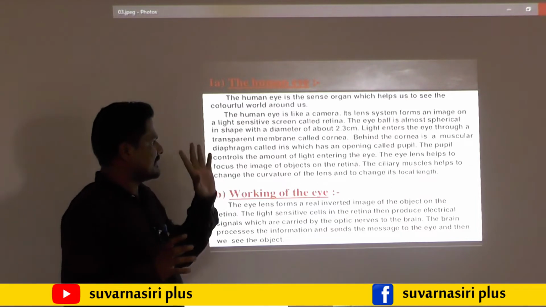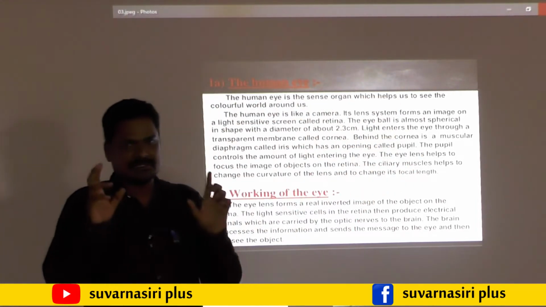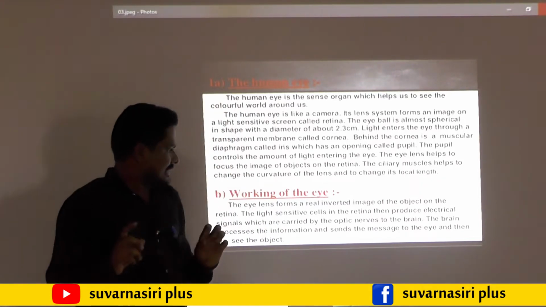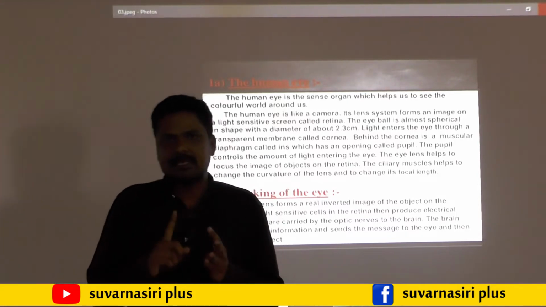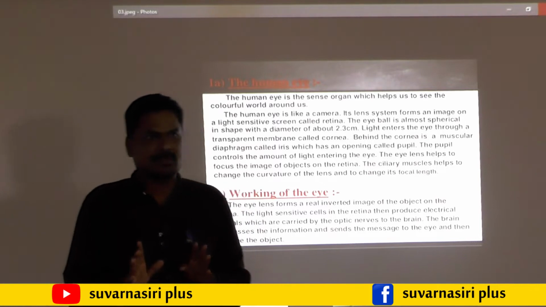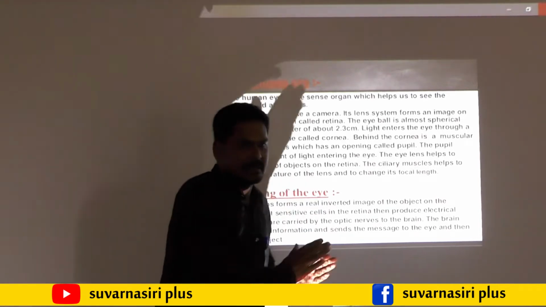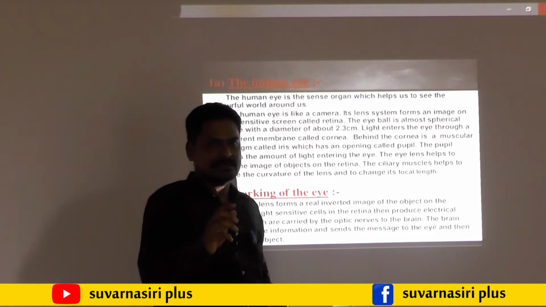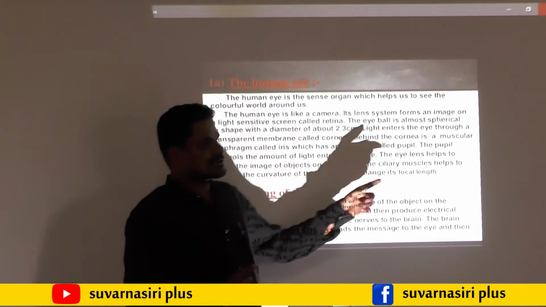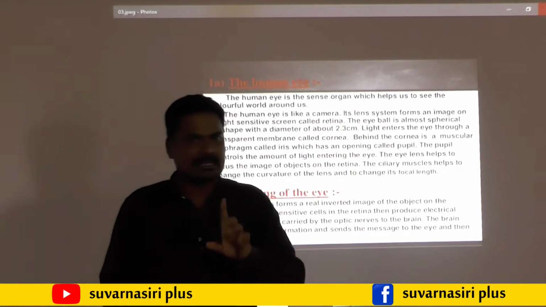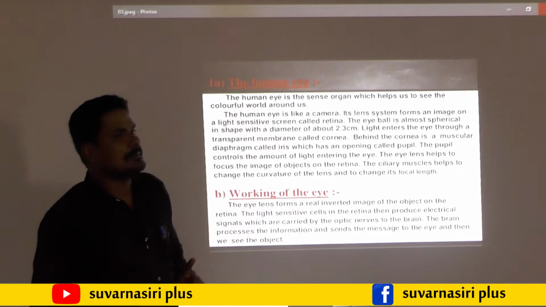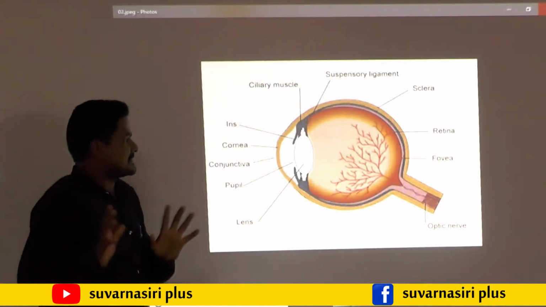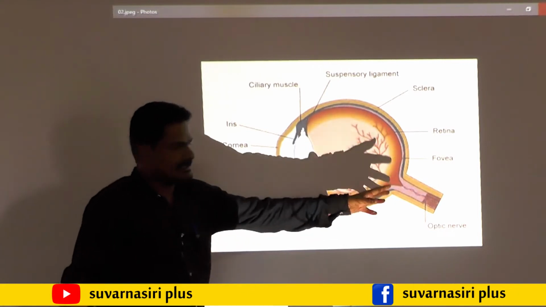Here the image is forming, and the ciliary muscles can adjust the focal length of the lens. Now, the working of the eye. I already told that the eye can produce a real, inverted image. When the image forms on the retina, it is converted into electrical signals. These travel through the optic nerve and are sent to the brain, and the brain interprets whatever visual things we have seen.